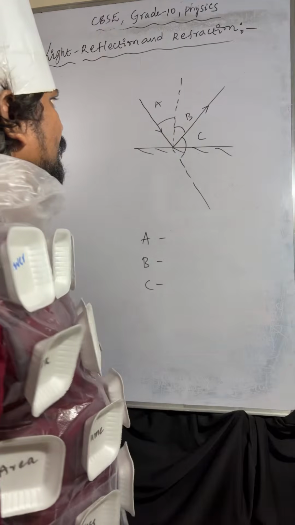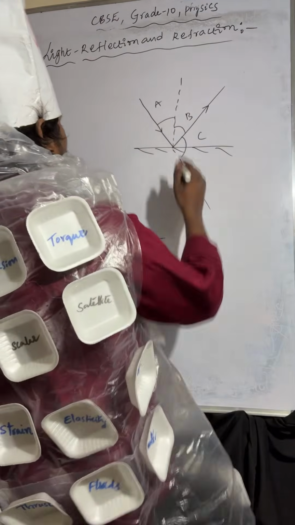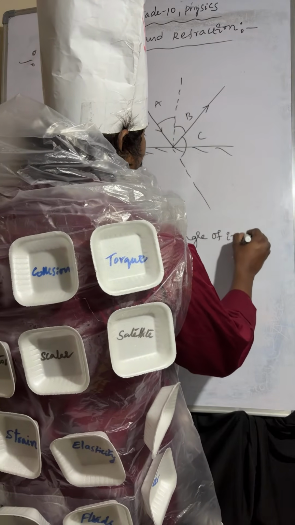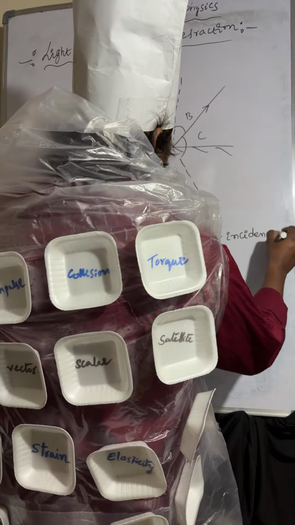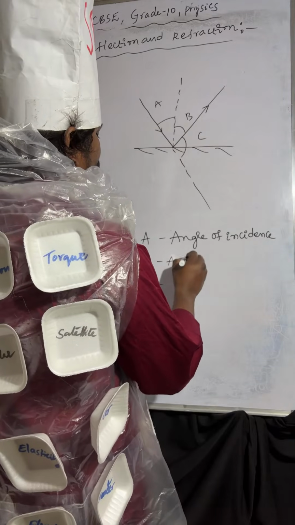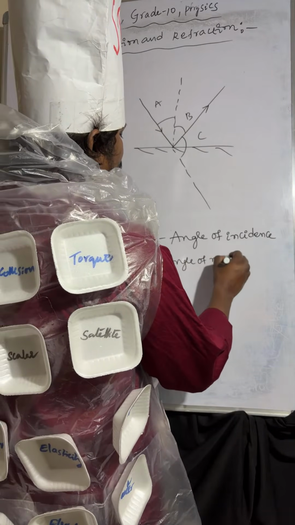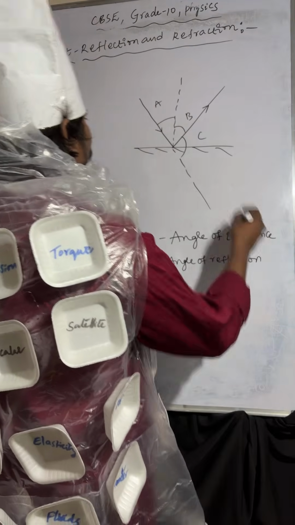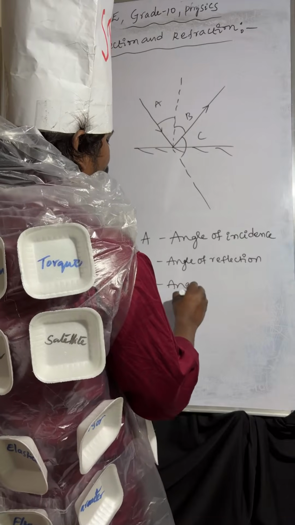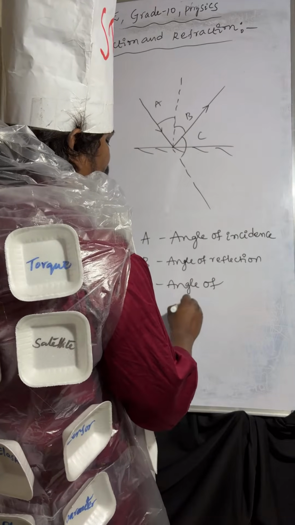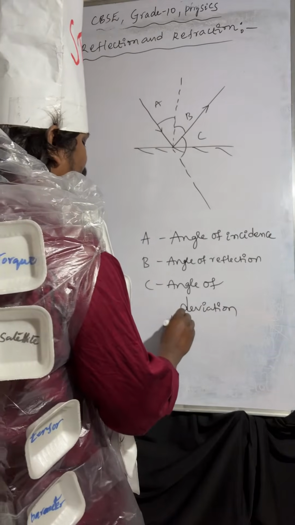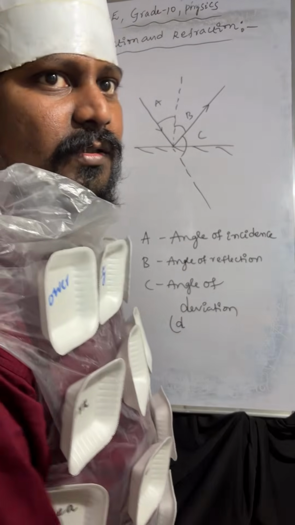A is the angle of incidence, the angle between the incident ray and the normal line. The angle between the reflected ray and the normal line is called the angle of reflection. And the angle between the reflected ray and the undeviated line is called the angle of deviation. So angle D. Okay, so next one.